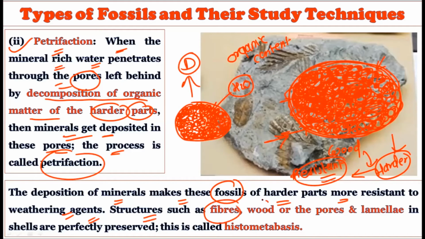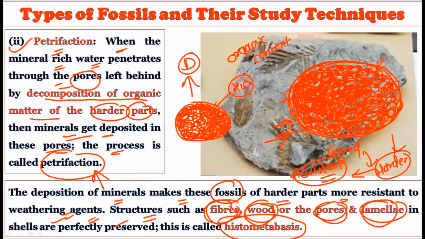Now structures such as fibers, the woods, the pores, or the lamellae even in the shells are perfectly preserved. This is called histomatosis. This term is used to denote this particular type of petrification, if it happens with the fibers, woods, or the pores and lamellae in the shells. So you should carefully remember the process of petrification, because it is an important term, and the majority of the time UPSC likes to ask this question.